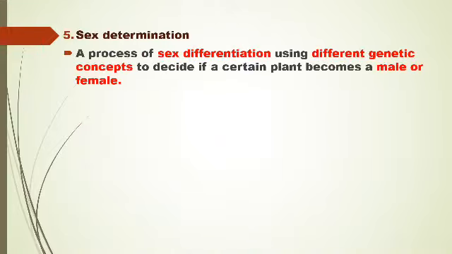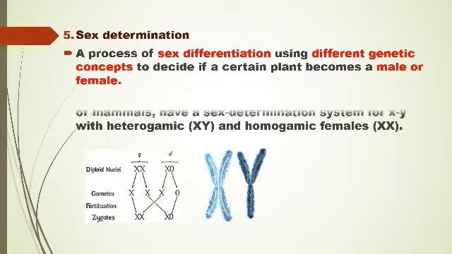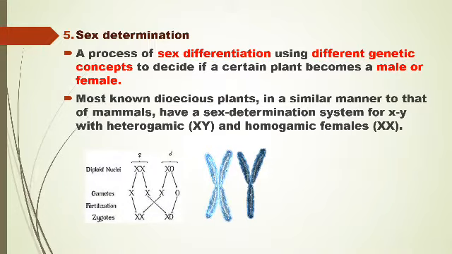Next, sex determination. It is a process of sex differentiation using different genetic concepts to decide whether a plant is male or female. Most non-dioecious plants, in a similar manner to mammals, have an XY sex determination system with heterogametic males and homogametic females.